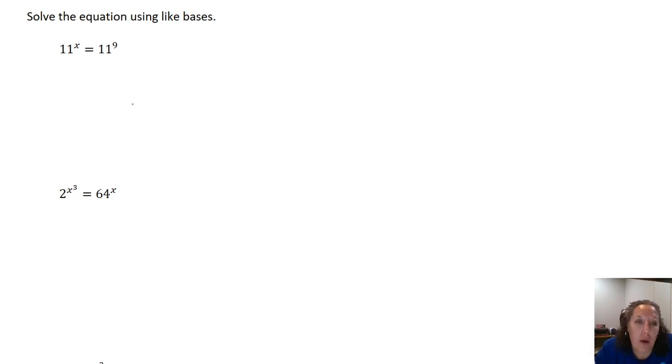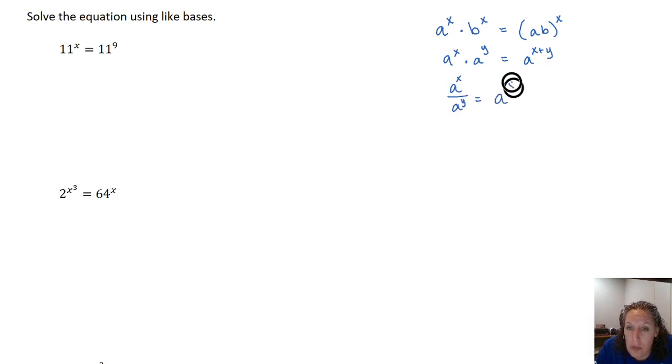Now before we jump into this problem, let's do a quick review of exponent rules. Remember, if we have a to the x times b to the x, we can write that as a times b to the x. If we have a to the x times a to the y, we have a power times a power, and we're going to add those exponents. If we have a power divided by a power, we're going to subtract the exponents.